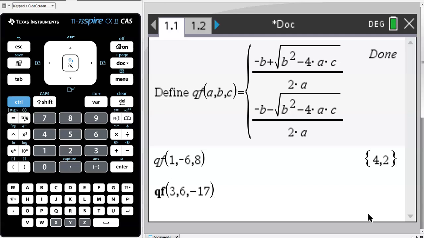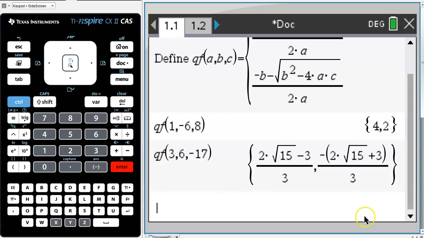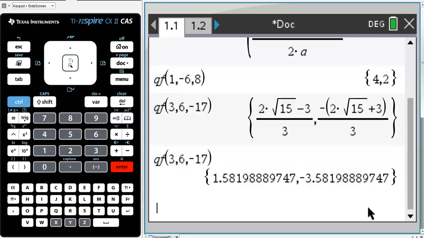This program or this definition should also work for answers that aren't so nice. So if I use coefficients of 3, 6, and negative 17, I'll get some interesting results. These are exact solutions in radical form, but by pressing Control Enter, I can get the decimal equivalents as well. So the solutions, even if they're not whole numbers but decimals, it will also work.